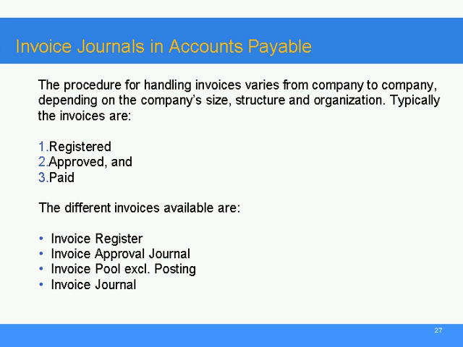Invoice journals in accounts payable. The procedure for handling invoices varies from company to company, depending on the company size, structure, and organization. Typically, the invoices are registered, approved, and paid. The different invoice journals available are invoice register, invoice approval journal, invoice pool excluding posting, and invoice journal.